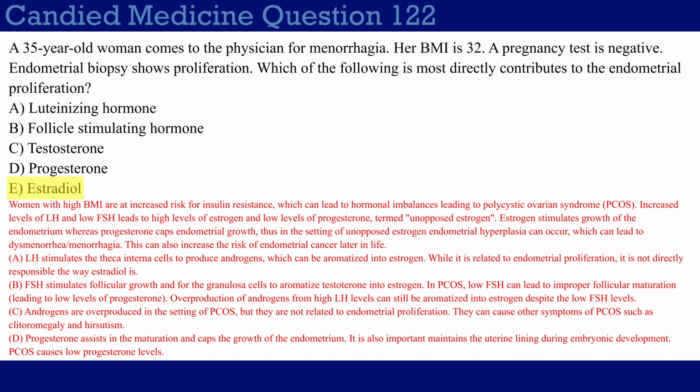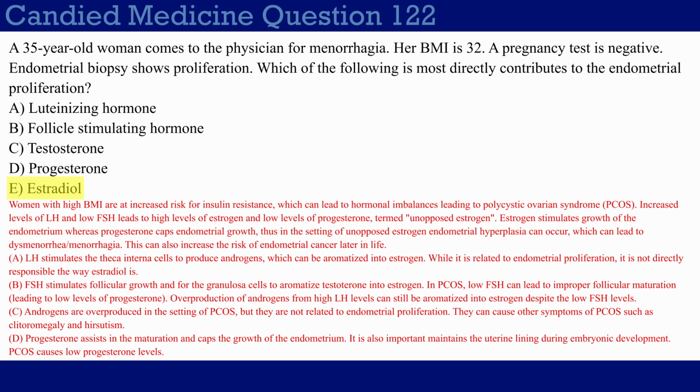And then because of the low FSH, you cannot properly develop the follicle to then form the corpus luteum, which releases progesterone. Now, you might be thinking, well, if the FSH is low, then why can I still aromatize the androgens into estrogen? That's because it's not just the granulosa cells that can perform aromatization of androgens, your adipose tissue can do it as well.